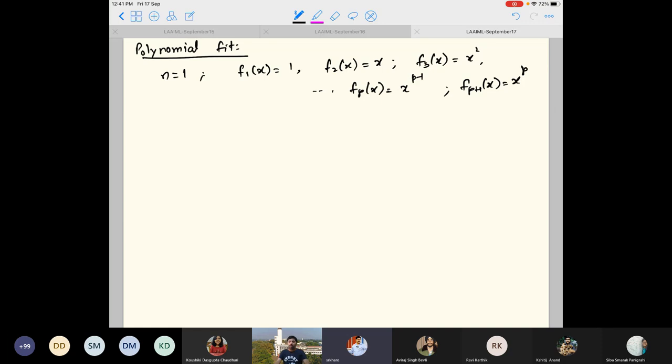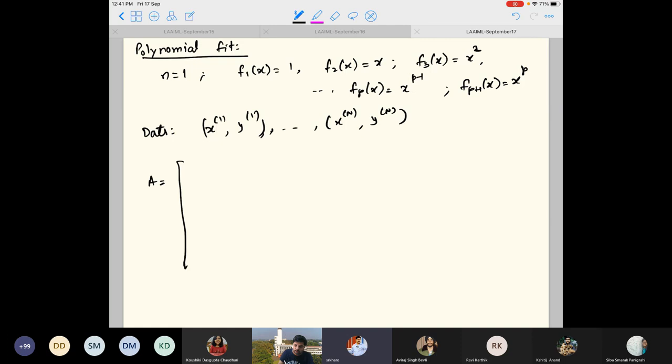These are actually the polynomials 1, x, x square, so on and so forth, up to x to the power p, right? And what is the data that is given to me? The data that is given to me is x1, y1, the data pair, so on and so forth, up to xN, yN, right? N data points that are given to me. So can you tell me what will be the matrix A? How will it look like? What is the size of matrix A? So what is the first column of matrix A?